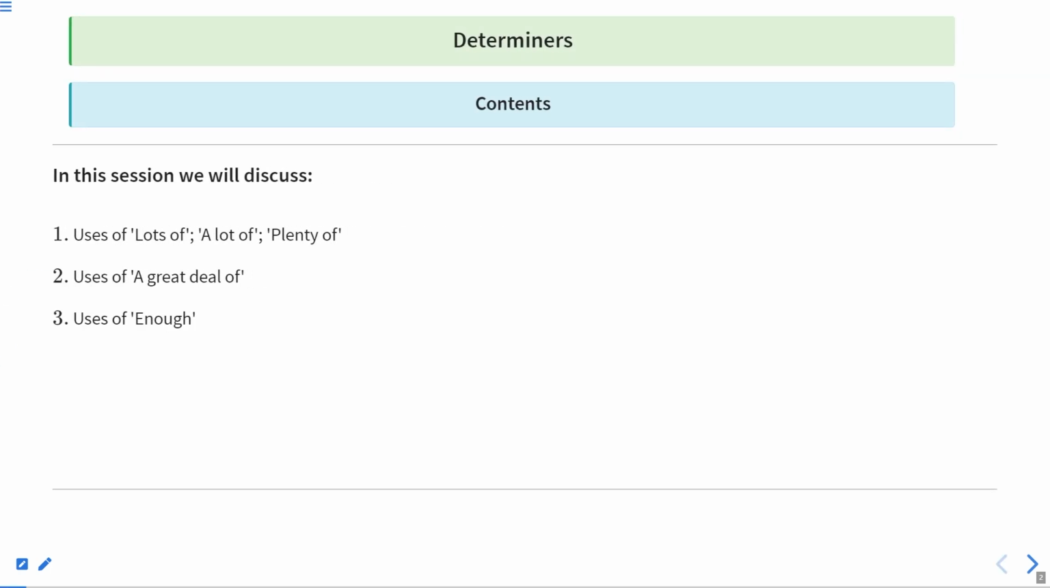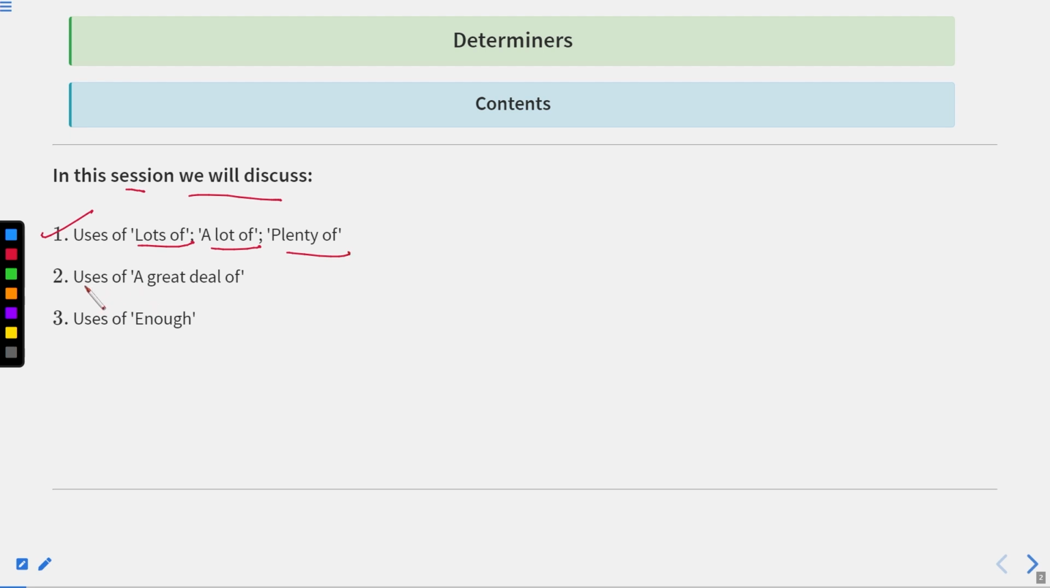In this session, let us have a view over the contents. We will discuss the following topics. First of all, we'll discuss the uses of lots of, a lot of, and plenty of. So we are going to discuss these three determiners in this session, and we'll discuss the use and meaning of these determiners.